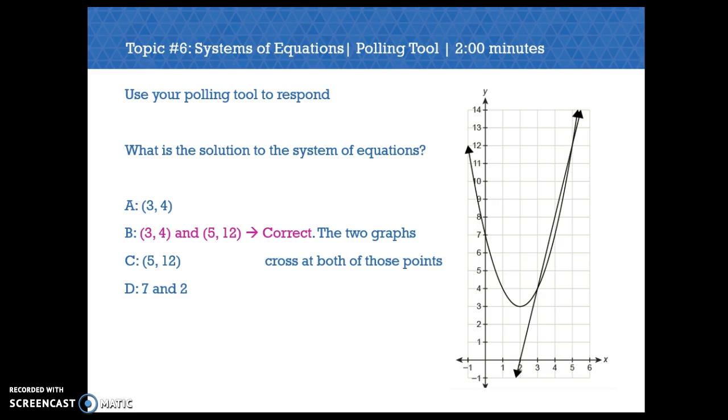All right, the correct answer for number 6 is B, (3, 4) and (5, 12). Remember, a solution to a system is anywhere that the two graphs cross. In this case, they cross in two spots. You can see that it crosses here at (3, 4) and up here at (5, 12), over 5 up 12. So the solution has both of those points. Sometimes it only crosses in one spot, so then you would just have that one point as your solution. In this case, it crosses in two spots.